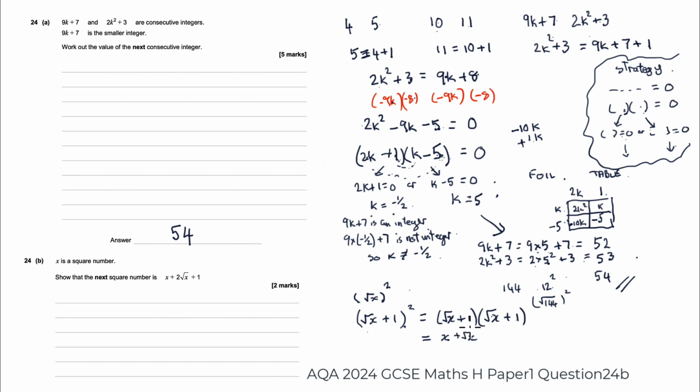The inside product, 1 times root x. And the last terms give us 1 times 1. And that certainly gives us x plus 2 lots of root x plus 1, which is what we were asked to show.